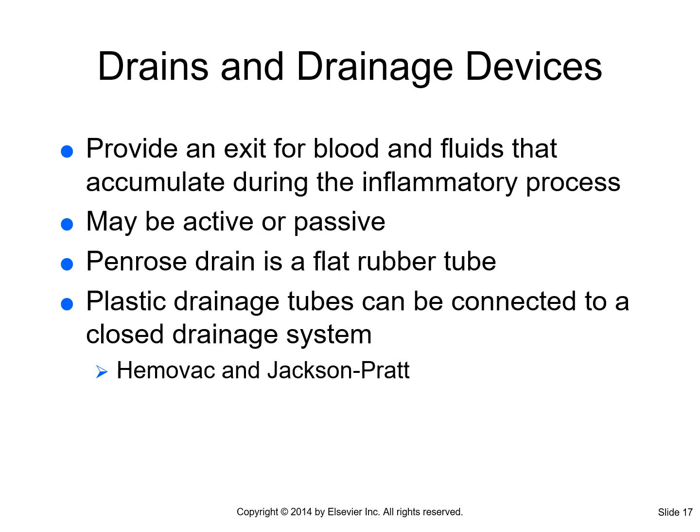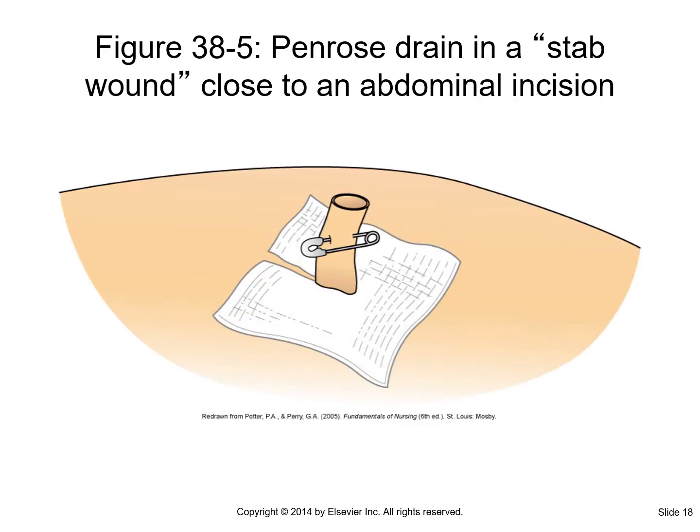Drains and drainage devices are an exit for blood and fluids that accumulate during that inflammatory process. They could be active or passive. So passive would be like a Penrose drain, which is just a flat rubber tube that allows the drainage to flow out. It could also be using vacuum, so Hemovac or a Jackson-Pratt. That's the Penrose drain. This is just passive. It's just allowing the fluid to come out.